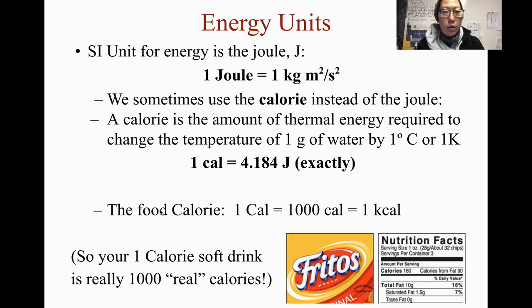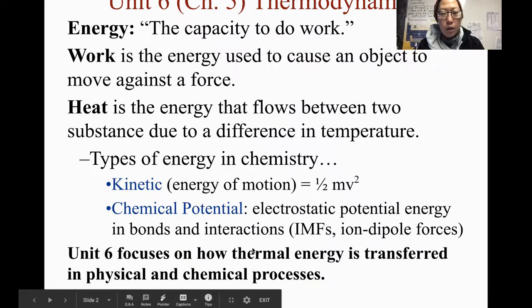The SI unit for energy is the joule. So here is the joule, and you can see that these units, 1 kilogram meter squared per second squared, can be found using the kinetic energy formula.